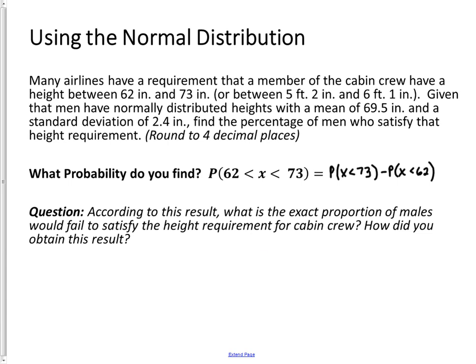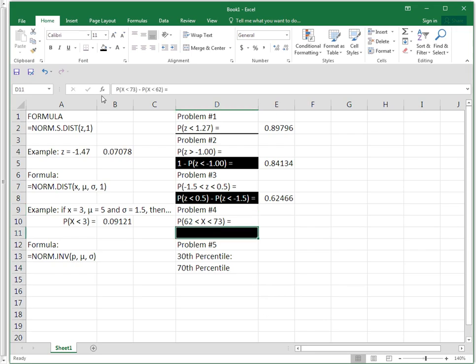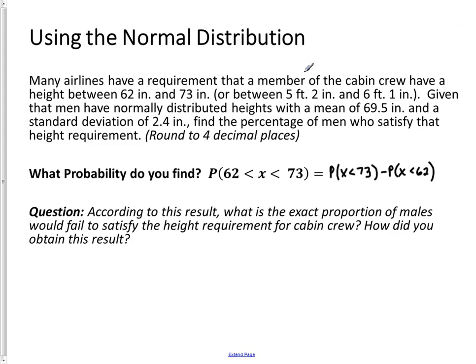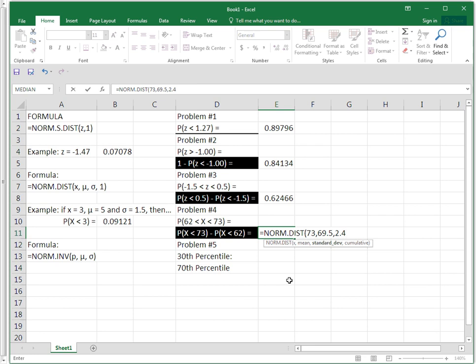So again, let's go to an Excel sheet and check this out. We're going to subtract our two probabilities, and I'm going to show you how I would enter this. This time we're going to use norm.dist, not the s.dist. We enter 73 for our inches, 69.5 inches as our mean, and our standard deviation we said was 2.4 inches. Let's just make sure of the numbers: 2.4 inches, there it is. Okay, very good. Of course we enter 1 for true. That's going to give us our probability that x is less than 73.